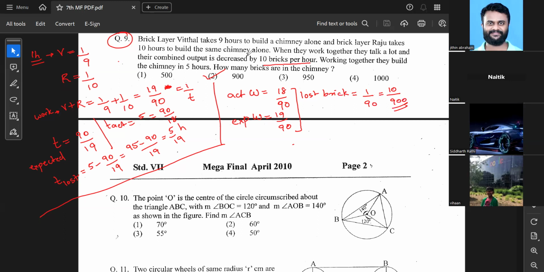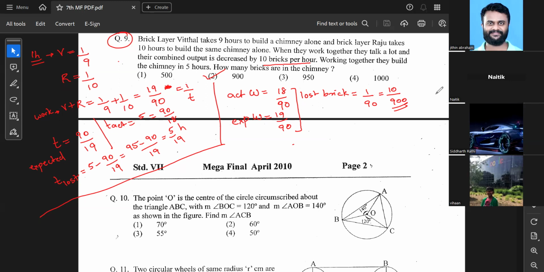Sir, I understood till 1 by 90, but how come one brick is lost? Means total lost brick is 1 by 90, how did you take one? 1 out of 90 is lost in 1 hour. 1 by 90 means 1 out of 90. So out of 90 bricks, these people lost one brick. Because we have to make it 10 bricks, you multiply it by 10. Since the data says 10 bricks per hour, we'll multiply numerator and denominator with 10. I'll get 10 upon 900, which means they have lost 10 bricks out of 900 bricks.